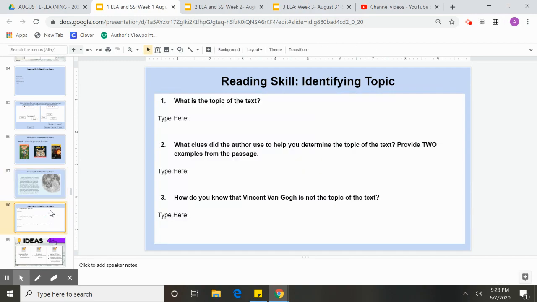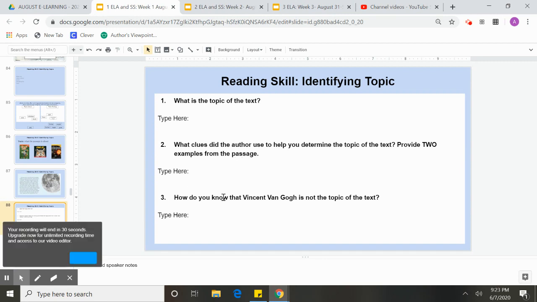Your job then today will be to go and answer the questions. What is the topic of the text? What clues did the author use to help you determine the topic of the text? Notice how it asks you to provide 2 examples from the passage that helped you figure out the topic. And your last question, how do you know that Vincent van Gogh is not the topic of the text?